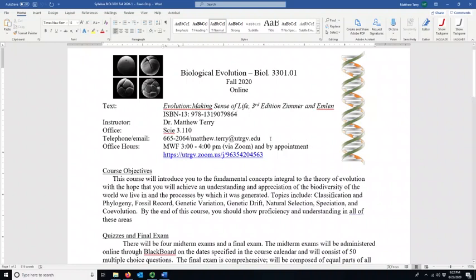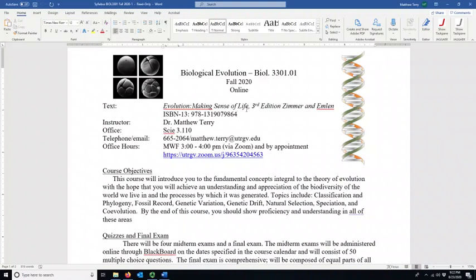Okay. Now the text that we will be working with is Evolution, Making Sense of Life. It's the first time I've worked with this text in a long time. It's a very good text. You'll notice that not everything in the text is covered in the lecture. That's okay. But you are held accountable for reading assignments and material from the lecture.